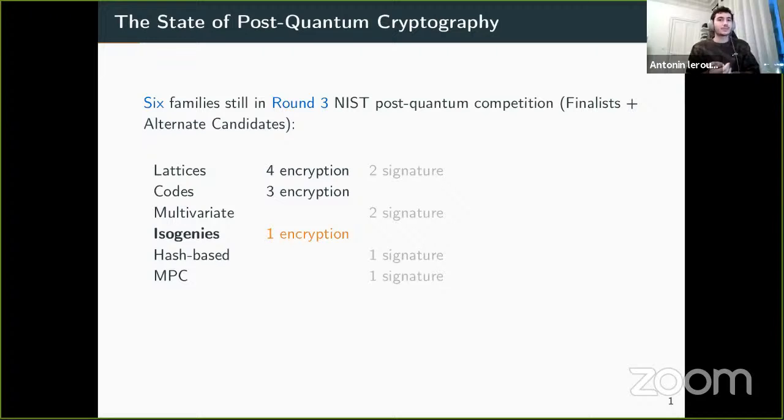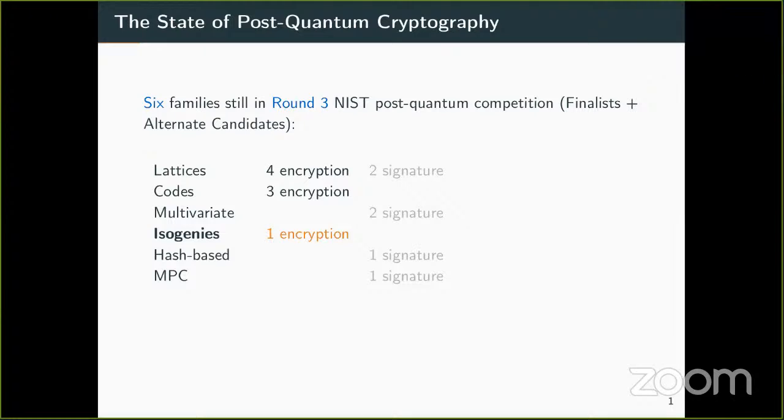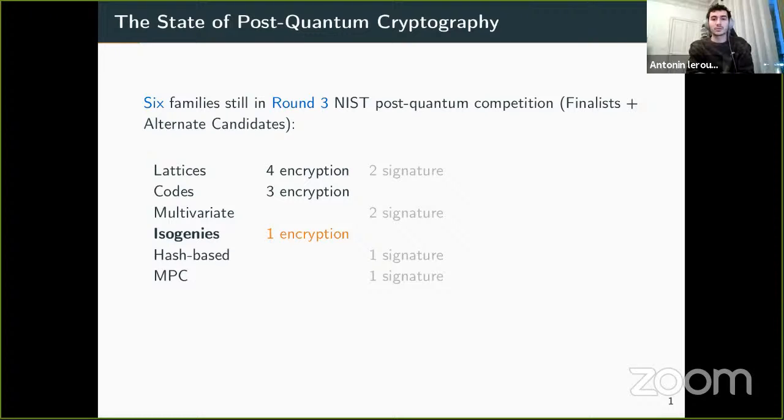Let's start with a quick review of the state of post-quantum cryptography at the third round of the NIST post-quantum competition. Here I put finalists and alternate candidates together, first because otherwise there wouldn't be any isogeny schemes, but also because I think it gives a broader picture. Isogenies are represented in this competition with one encryption scheme, which has the very nice property of having very compact keys, but this comes with the downside of a quite poor efficiency compared to other solutions.